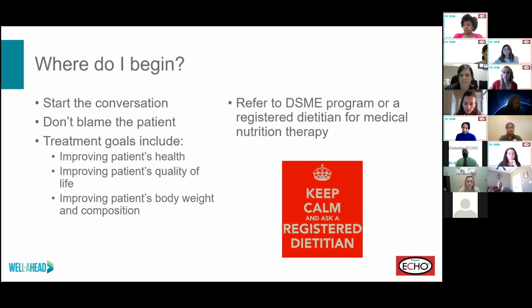One good place to start is always to refer to a diabetes education program or a registered dietitian for medical nutrition therapy. Weight management is not very often covered by insurance companies, but diabetes is pretty much going to be covered. So that's a good place to start for the patients. Next slide.